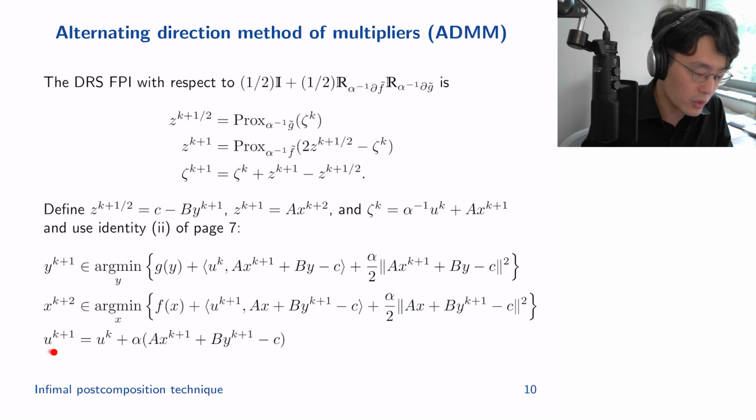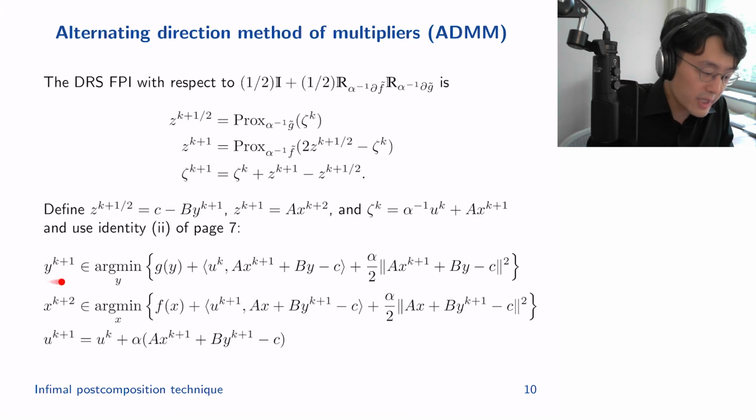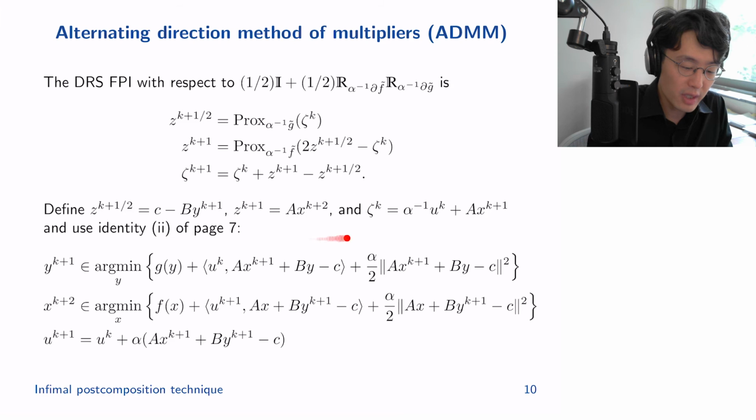u^{k+1}, and then x^{k+2}. But this three-line description is a description of an iterative algorithm. So preceding the y^{k+1} update, there has to be an x^{k+1} update. So we can imagine the x^{k+1} update being written here with the same expression as the x^{k+2} update, except with the indices decremented by 1.